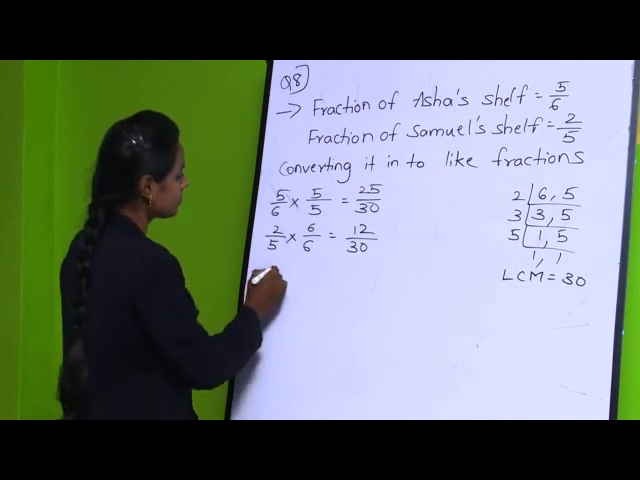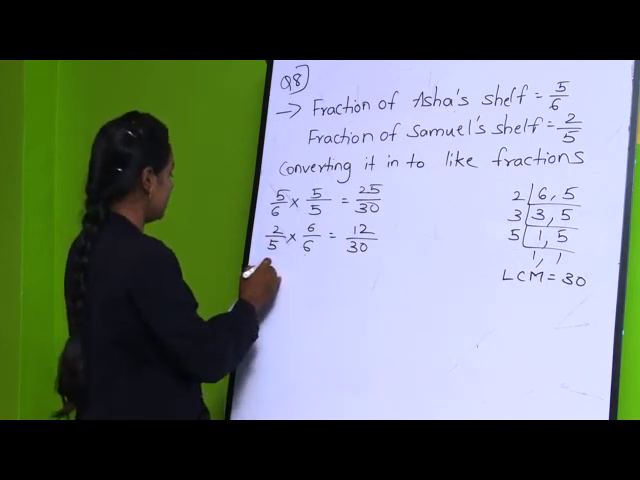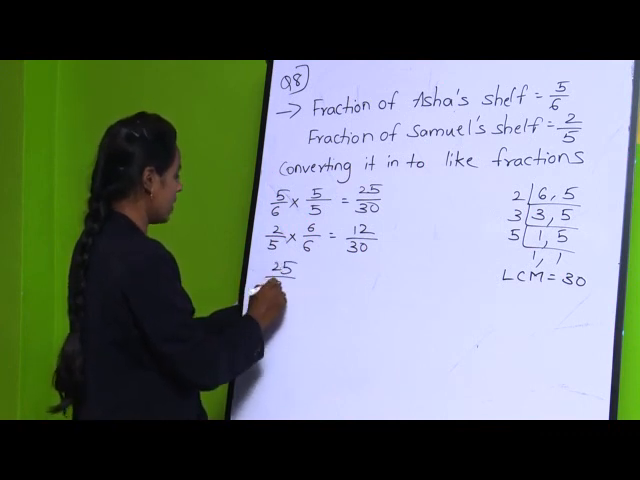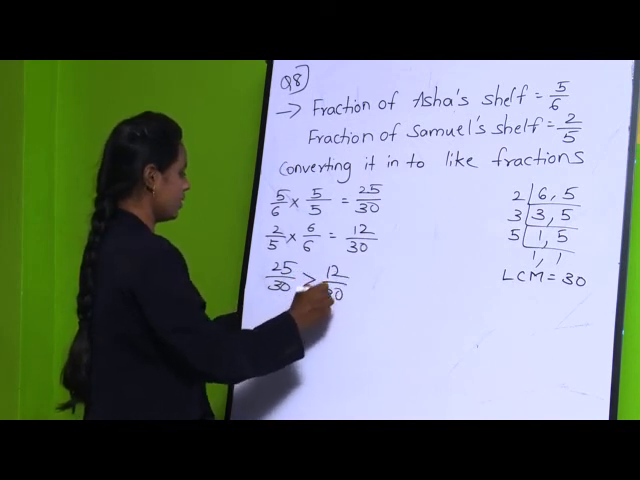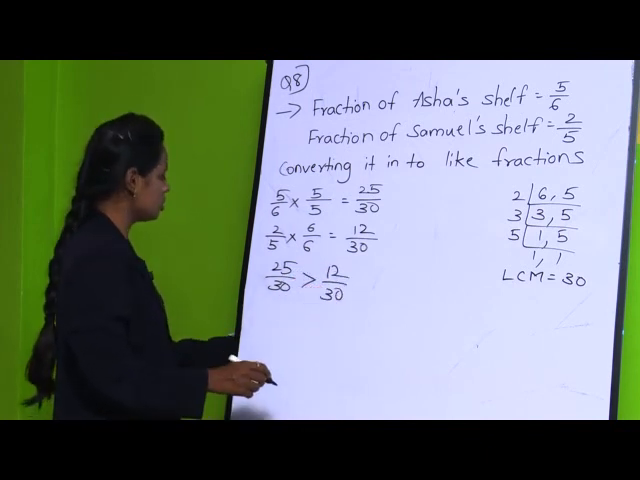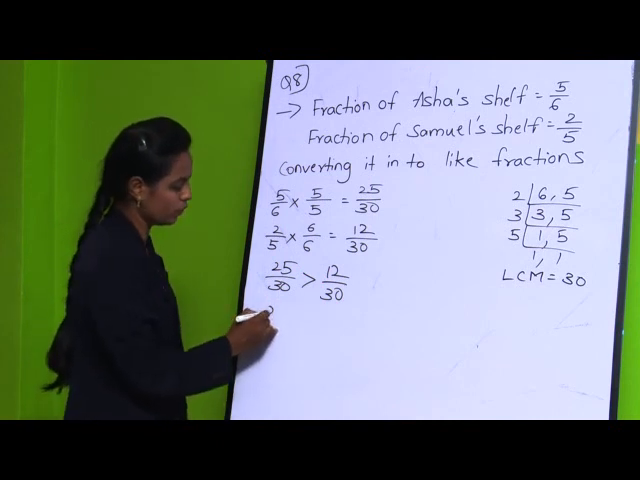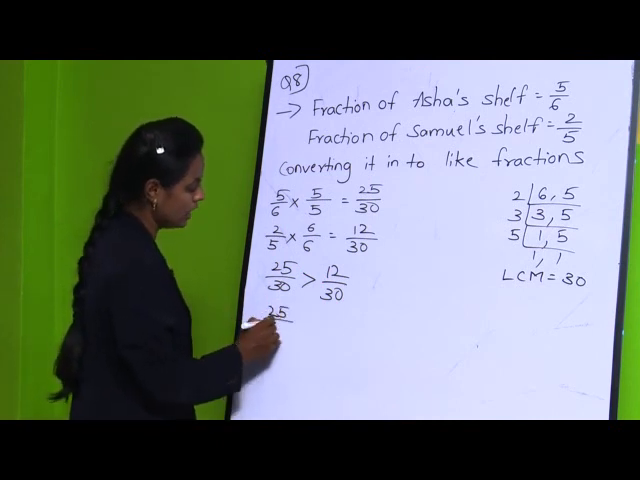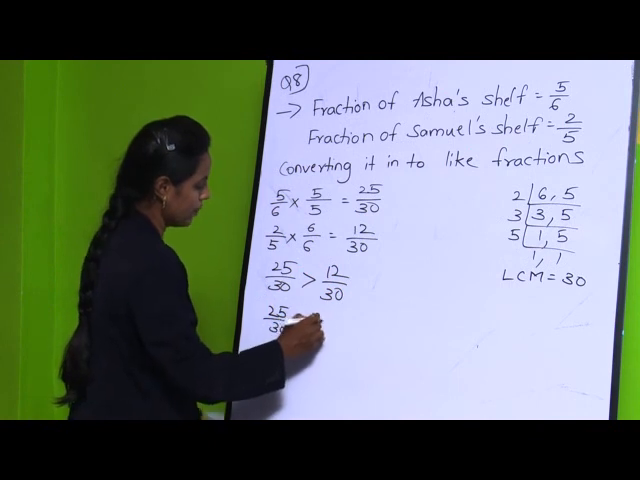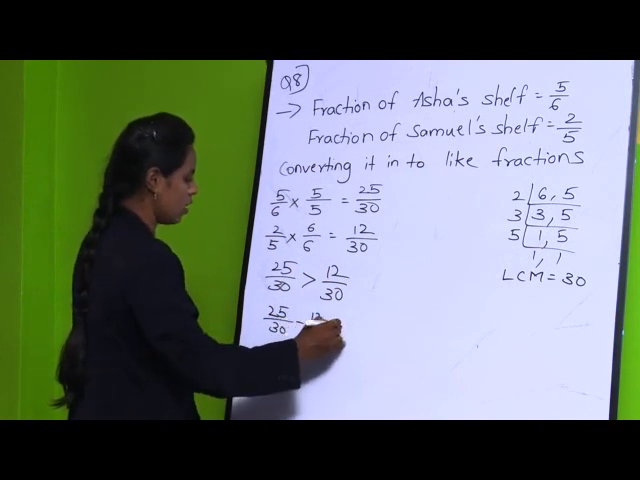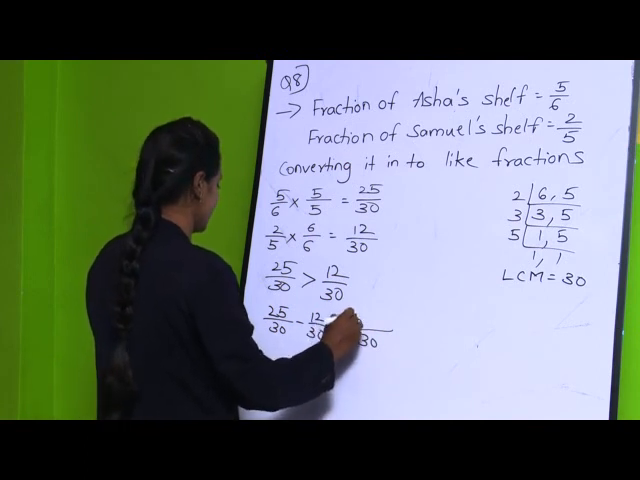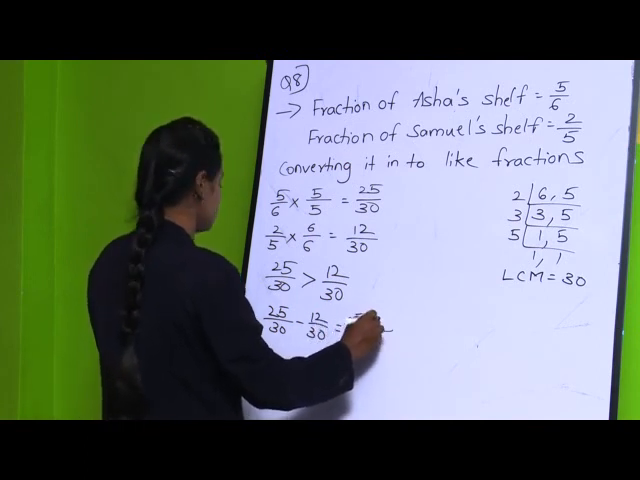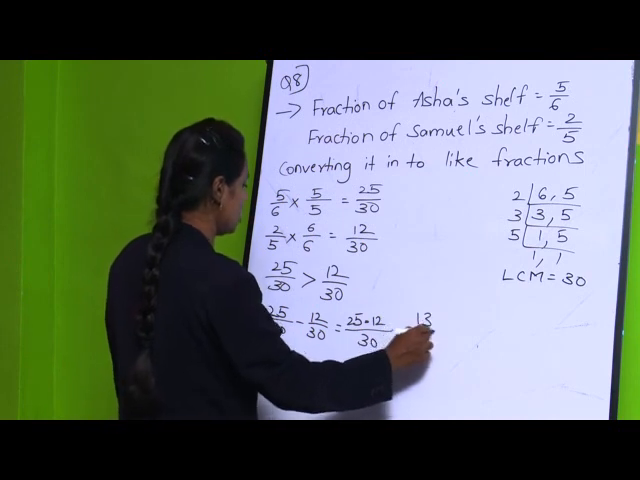Now, comparing them, we can clearly see that 25 upon 30 is greater than 12 upon 30. So Asha's shelf is more. To find how much more it is, we need to do the subtraction. Now the denominators are common, we can simply subtract it. 25 minus 12, that is 13 upon 30.